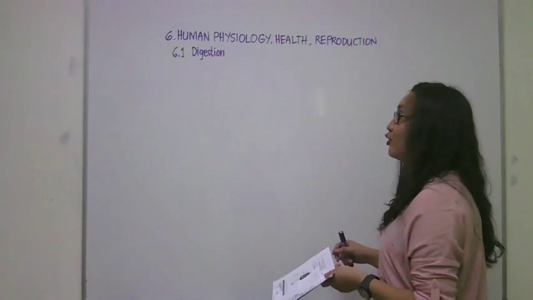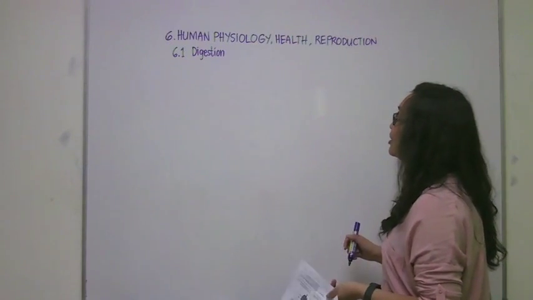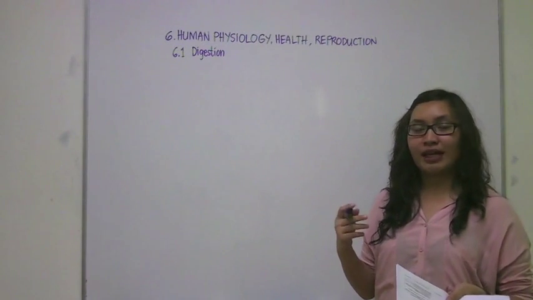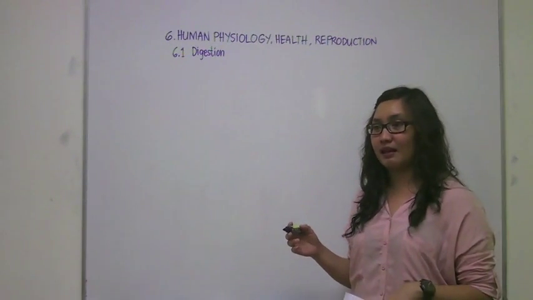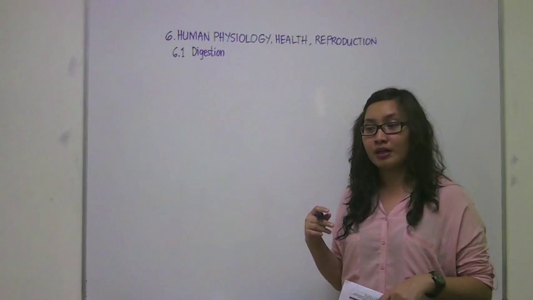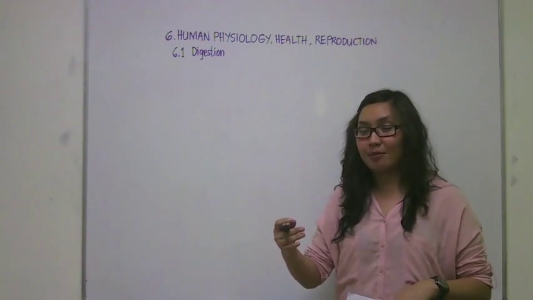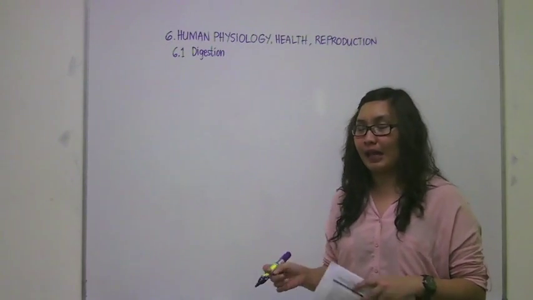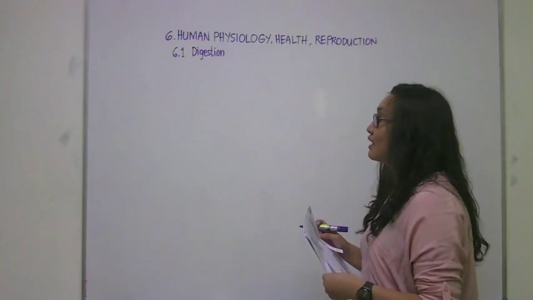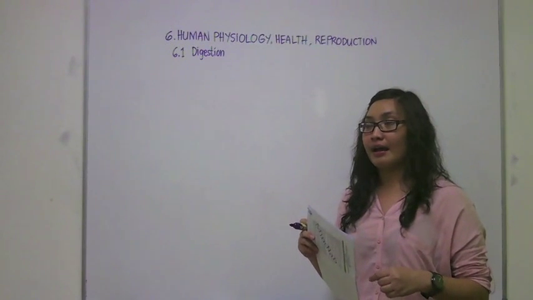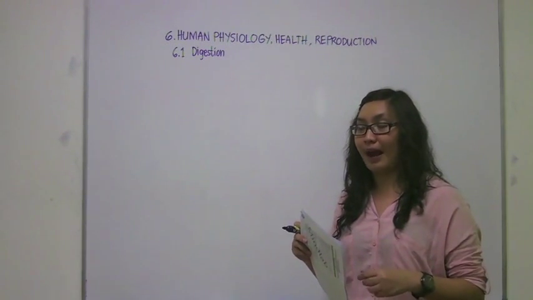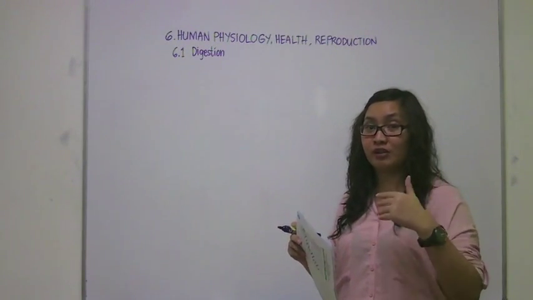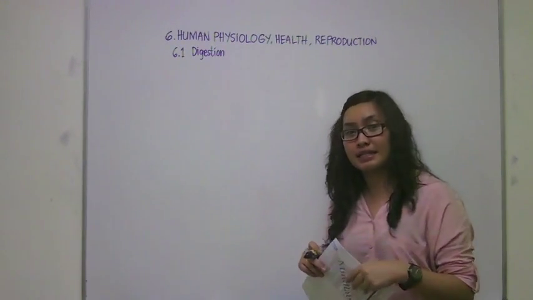For this chapter, we are going to discuss human physiology, health, and reproduction. Most of the students can relate to this topic because they can actually see and apply it. And I think that most of the students that we have have already taken a background; they already have background knowledge, or a foundation, with the usual organ systems.